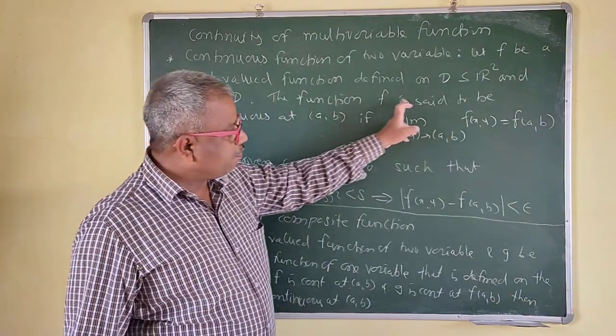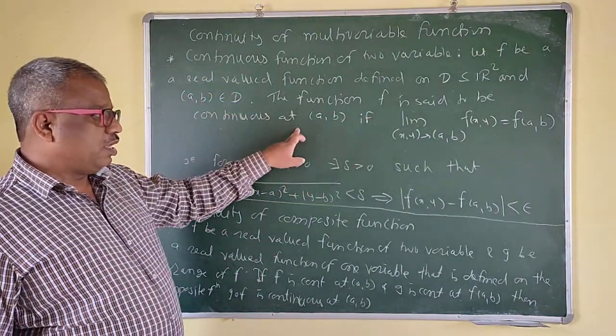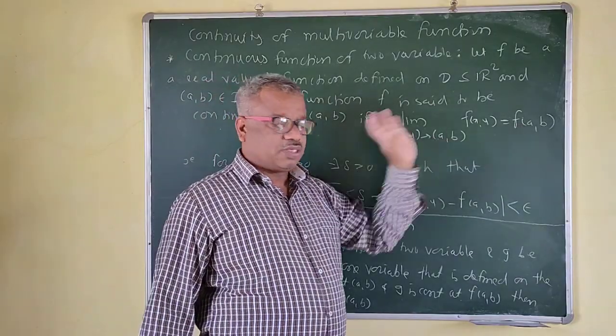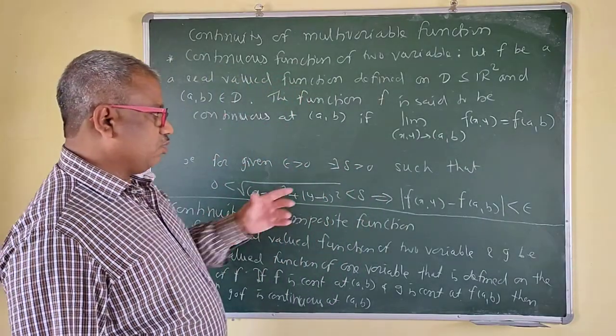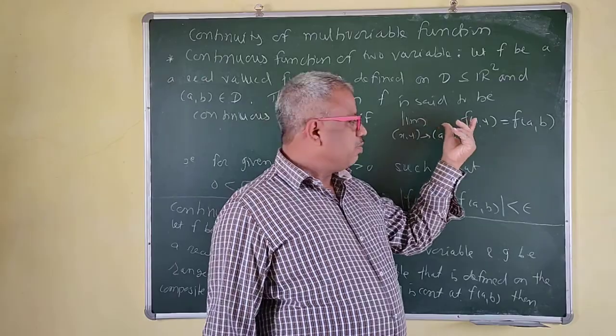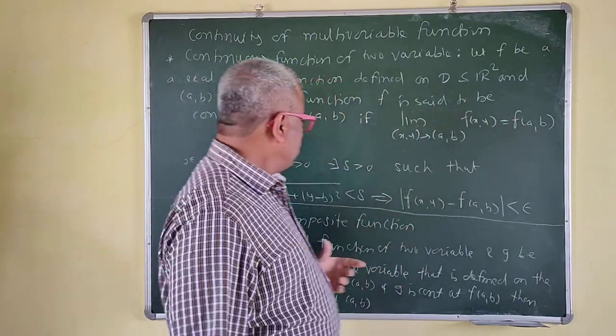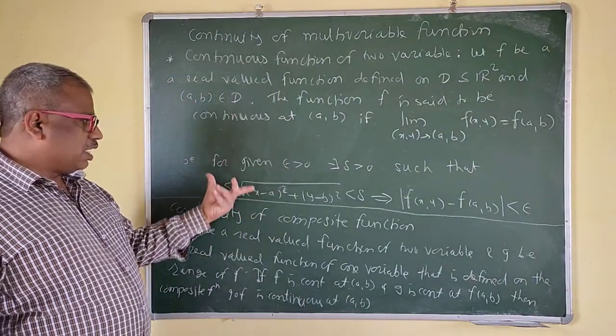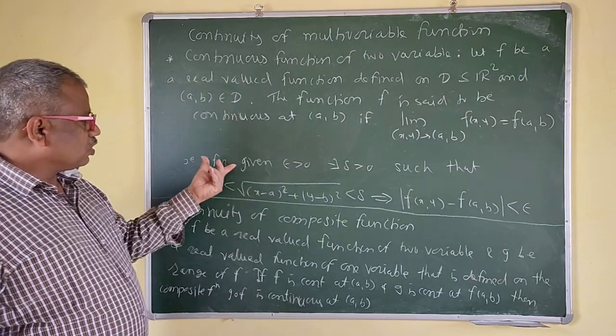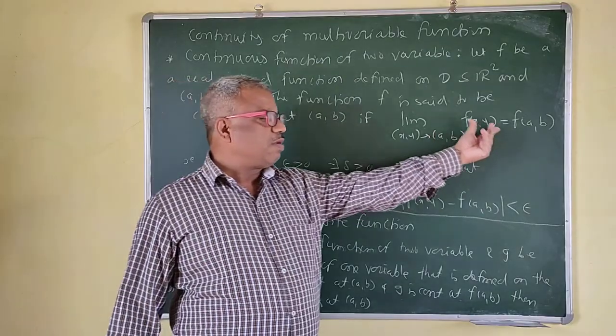Then the function f is said to be continuous at (a, b) if the limit as (x, y) tends to (a, b) of f(x, y) is equal to f(a, b). You know, for one variable also, the limit as x tends to a of f(x) is equal to f(a). Same thing here for two variables also. So this is now the epsilon-delta definition of continuity.